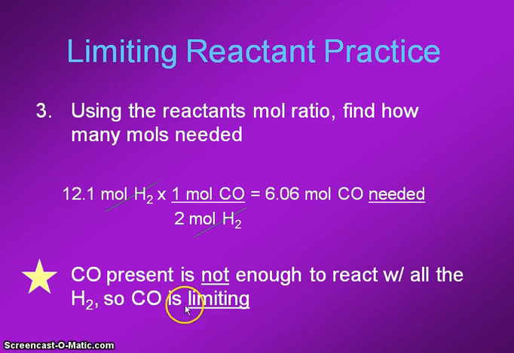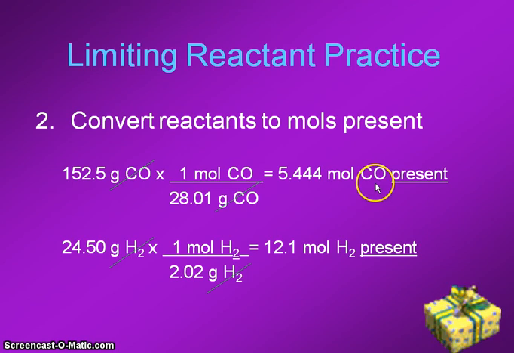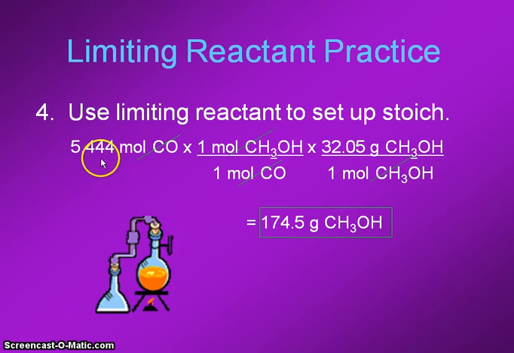So now that we know that carbon monoxide is the limiting reactant, we're going to take our moles present and finish our stoichiometry problem, because we want to find out how many grams of the product we can make from that. So we're going to take our moles of the CO, use our mole ratio between the CO and the product, and then our molar mass of our product to find out how many grams of the product that we could make. So it's just finishing our stoichiometry problem.